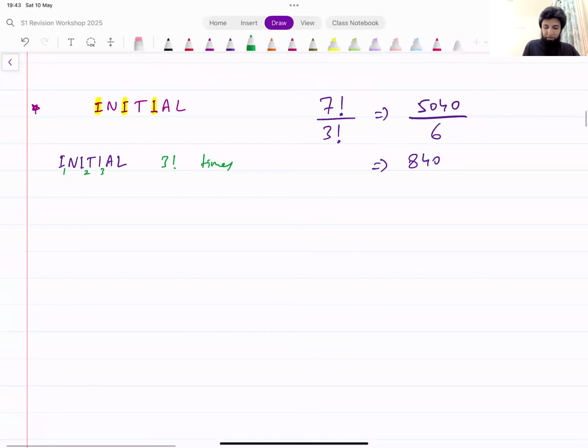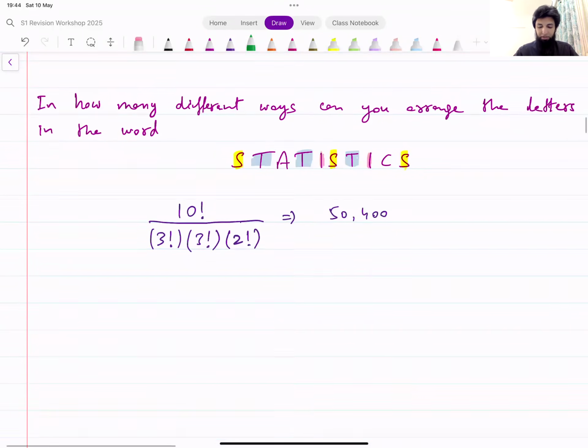The idea is, if you have some repeated objects and you want to arrange those objects, how can we do that? In this case, we've got 7 letters in total. In how many ways can we arrange 7 letters? 7 factorial. But then we have 3 I's, so divide by 3 factorial. Because of that, it becomes 7 factorial divided by 3 factorial, and that gives you the result. That's 840.